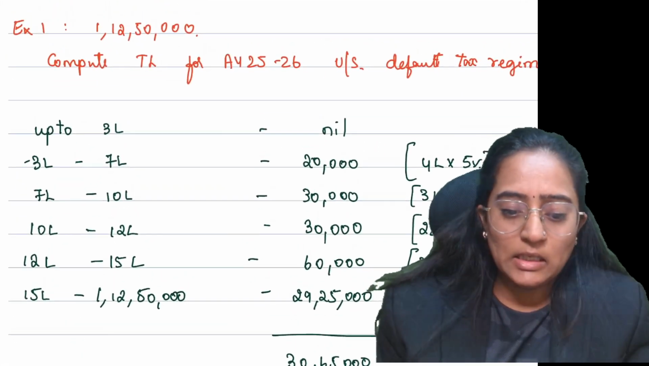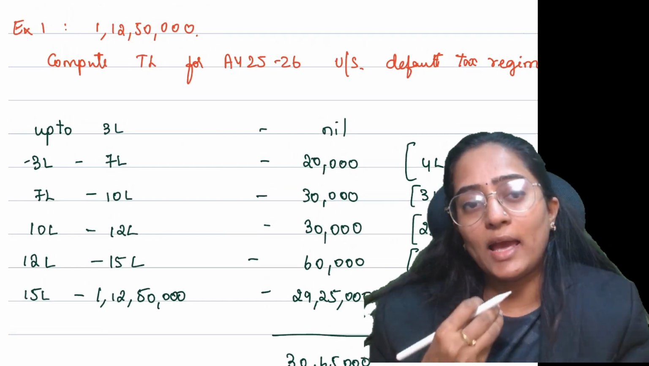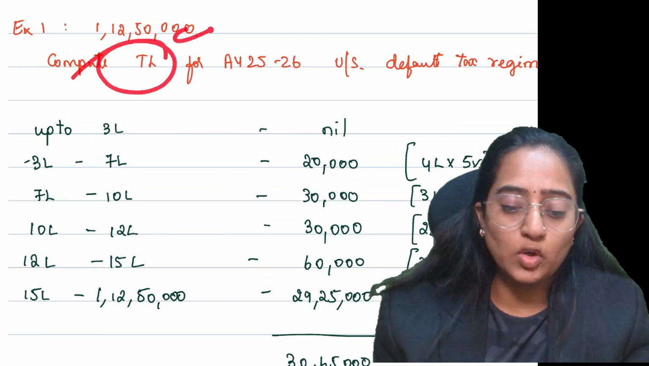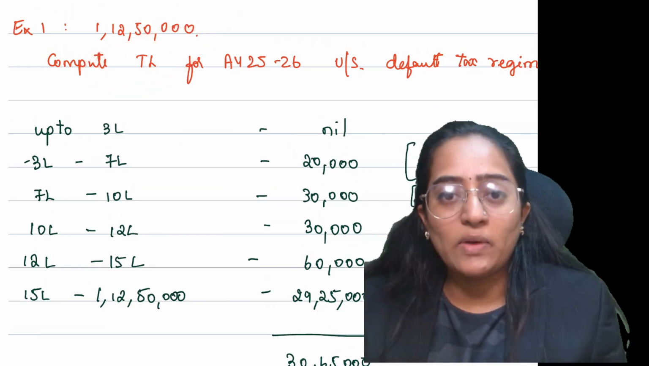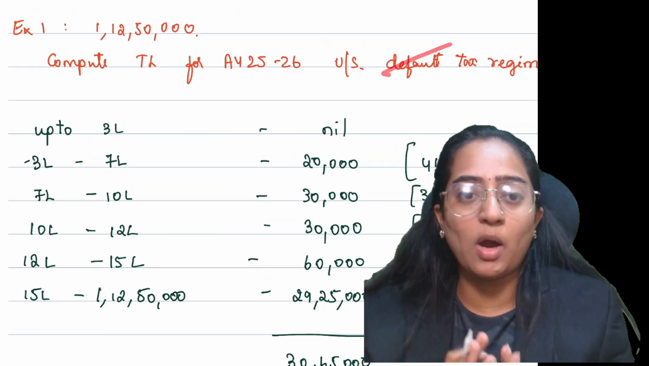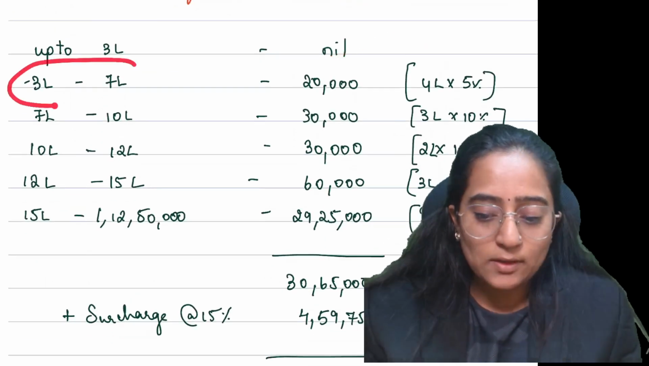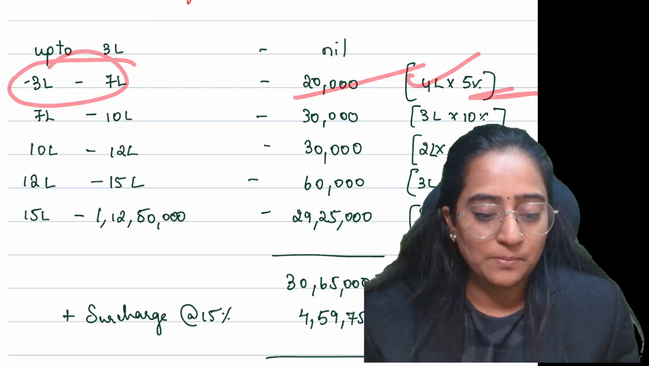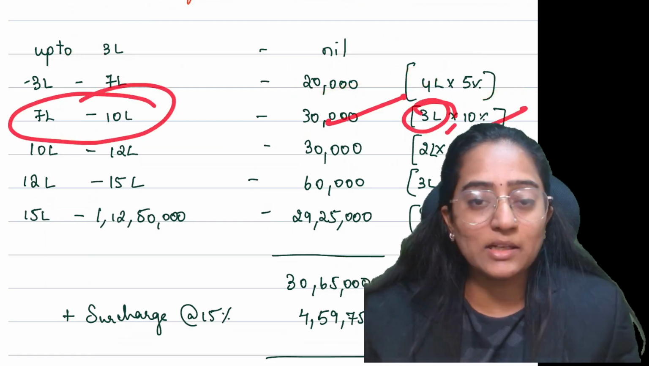See, in example 1, suppose you have 1 crore 12 lakh 50,000 as your income, and this is your total income. What is the total tax liability for AY 25-26 under the default tax regime? How are you going to calculate? Up to 3 lakh, it would be nil. 3 lakh to 7 lakh, the difference is 4 lakh. 4 lakh into 5% is going to be 20,000. 7 lakh to 10 lakh, the difference is 3 lakh. 3 lakh into 10% is 30,000.